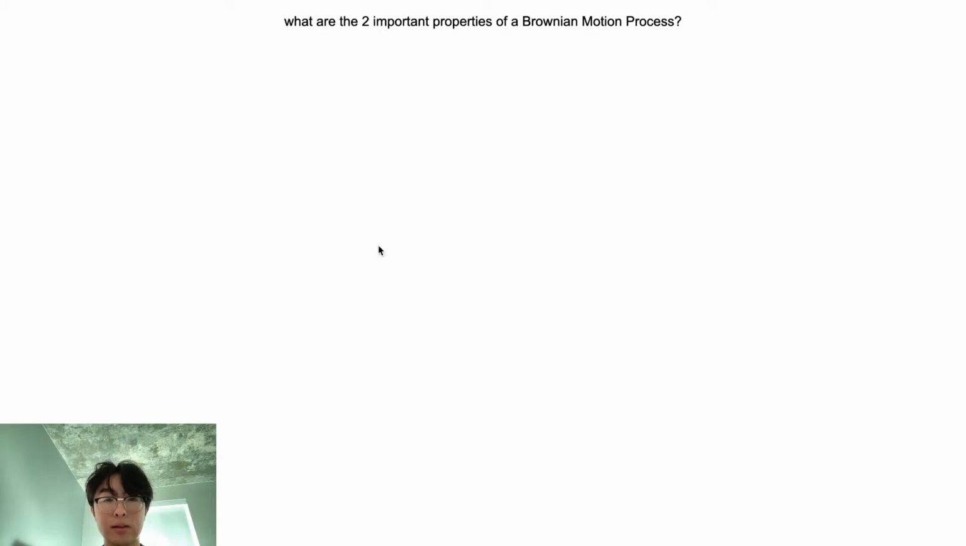There are two important properties of a Brownian motion process. One, the returns are normally distributed with a mean of 0 and a variance of sigma squared. And also, another important property is that the actual variance itself of a Brownian motion process is constant.